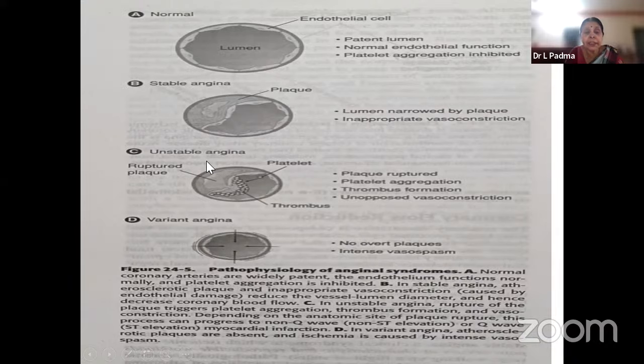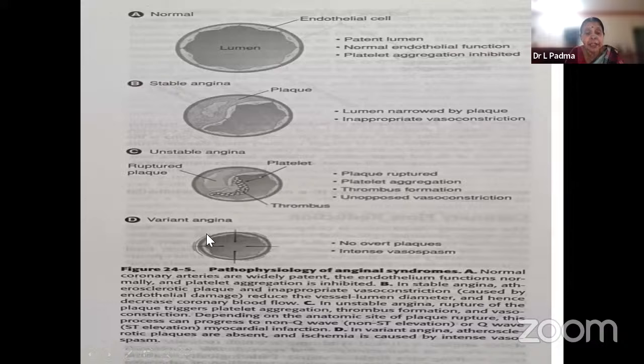Whereas unstable angina is like a bomb, where the plaque can get ruptured at any given time. See here the difference between these two: the platelet and the thrombus are formed here. The plaque is ruptured, everything is entering into the lumen, platelet aggregation is seen, thrombus formation is seen, and there is unopposed vasoconstriction, which can result in a total bomb.